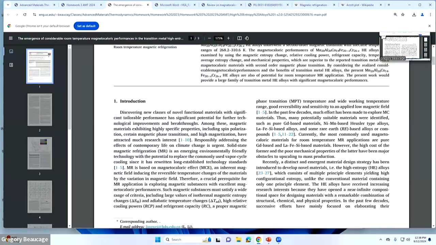So they have these things that they talk about: high relative cooling power, RCP, and refrigerant capacity, RC, then magnetocaloric effect, MCE. So there's a lot of acronyms here. Magnetic phase transition, MPT. So I use those throughout the paper.